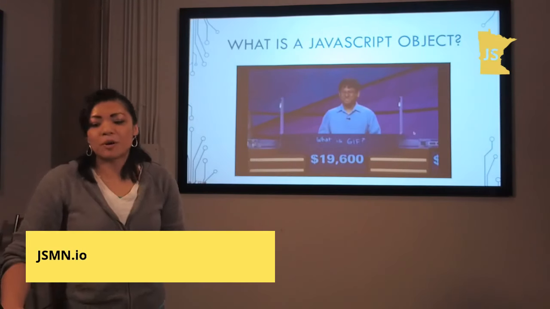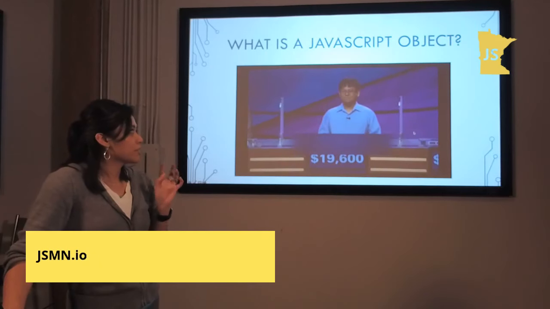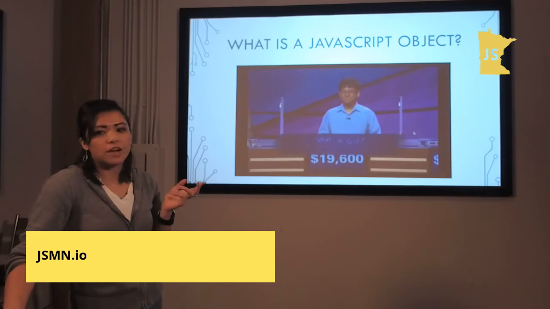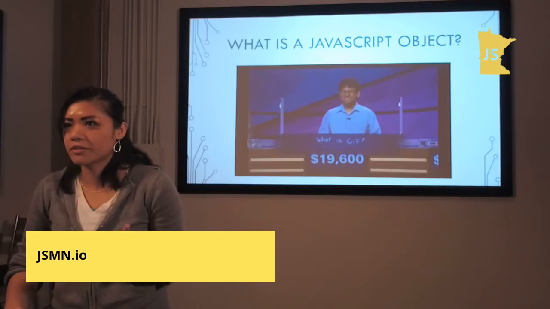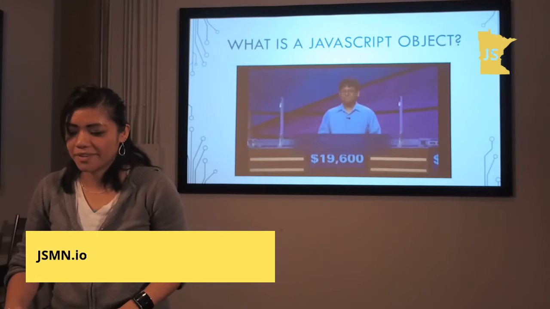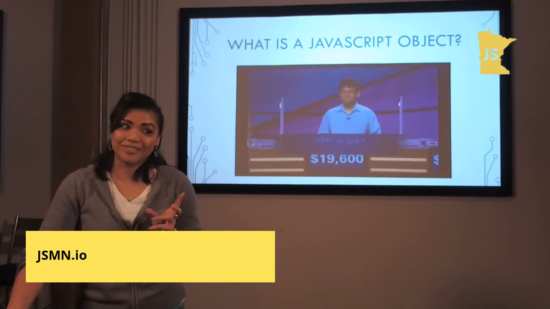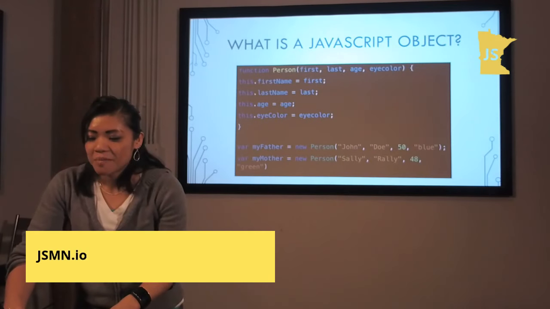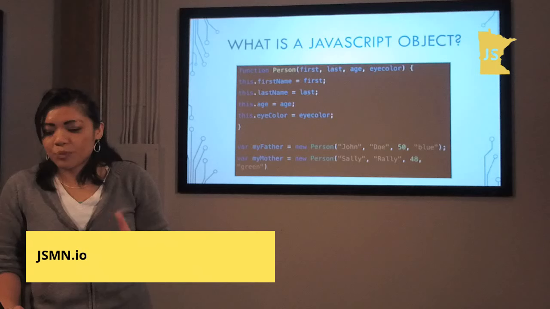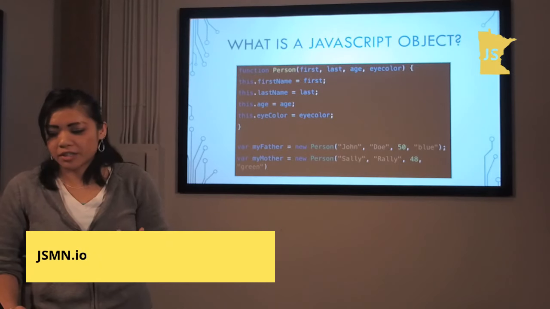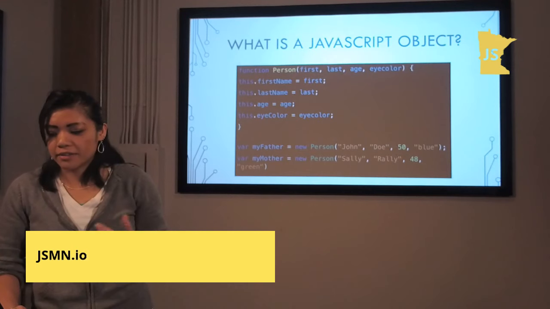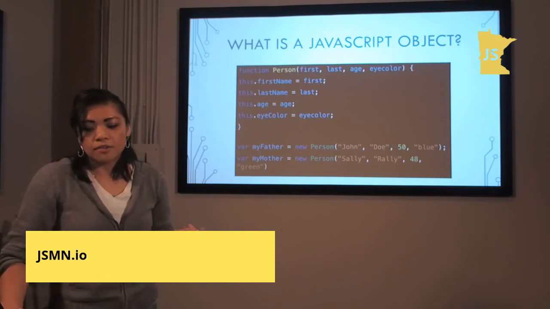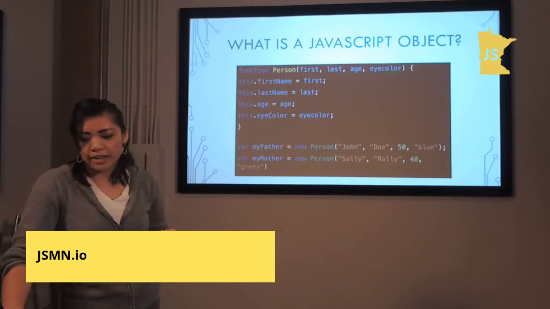So I'm going to bring it back a little bit and talk about what a JavaScript object is. I know some of this is really basic, but I don't want to get too technical. So basically what we have here is a JavaScript object, and here we have a person function. We're passing in these parameters, which contain first name, last name, age, and eye color.